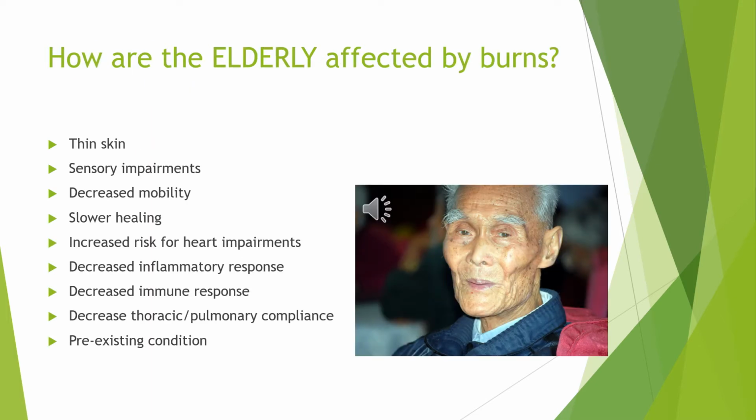So how are the elderly affected by burns? We know that our elderly have skin that is much thinner than a younger person. They also have some sensory impairments, so they don't necessarily feel things and don't notice they're being burned at first, so their burns can be severe, and also decreased mobility. Another thing that elderly have are slower healing times, so a burn has an increased chance for becoming infected.